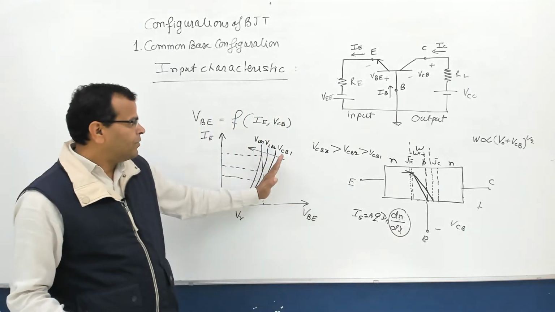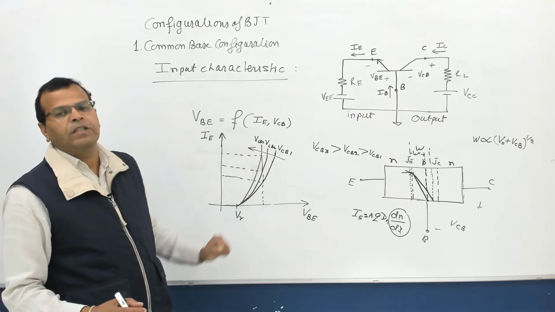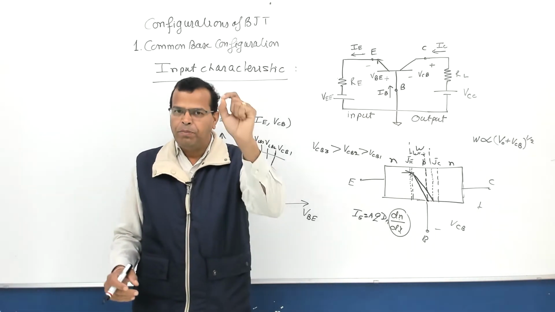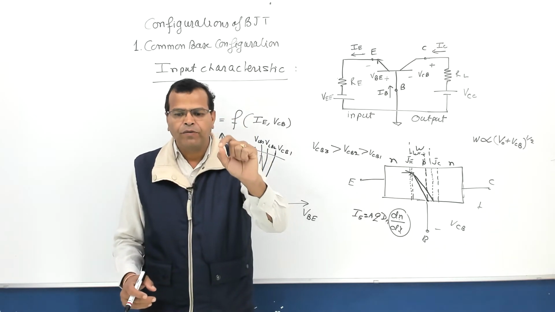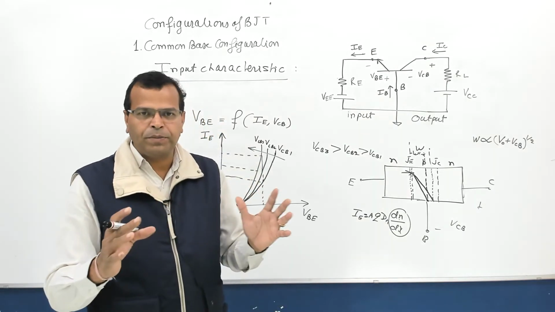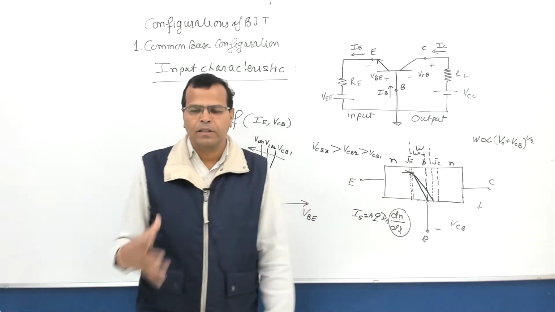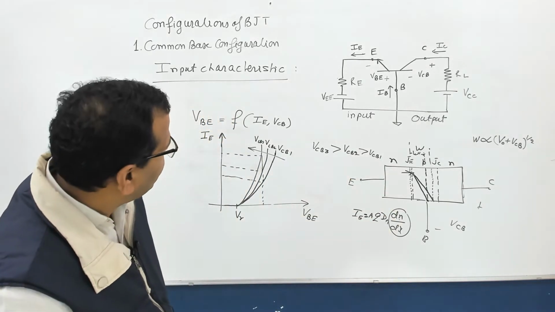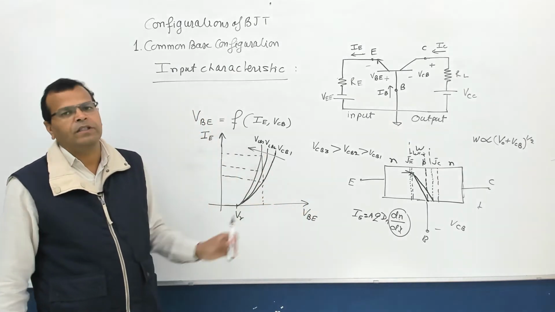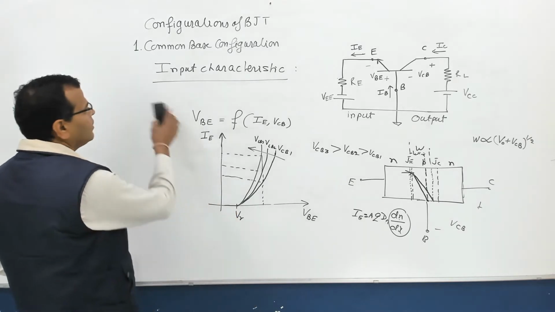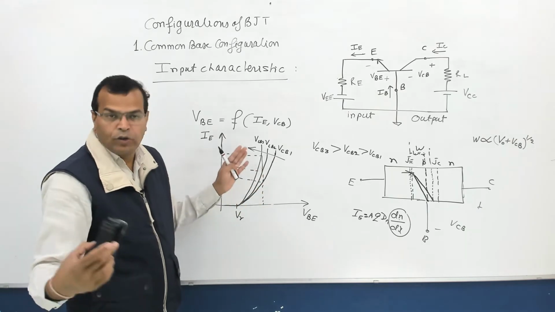So the input characteristic curve shifts towards the current axis with increase in VCB because of the early effect or base width modulation. I hope the concept is clear. Fine. I will be discussing this topic again, that is your early effect, but for the time being just remember it is because of the early effect due to which characteristics are shifting. Fine. So this is your input characteristic. This is important part to be understood, important part to be remembered.